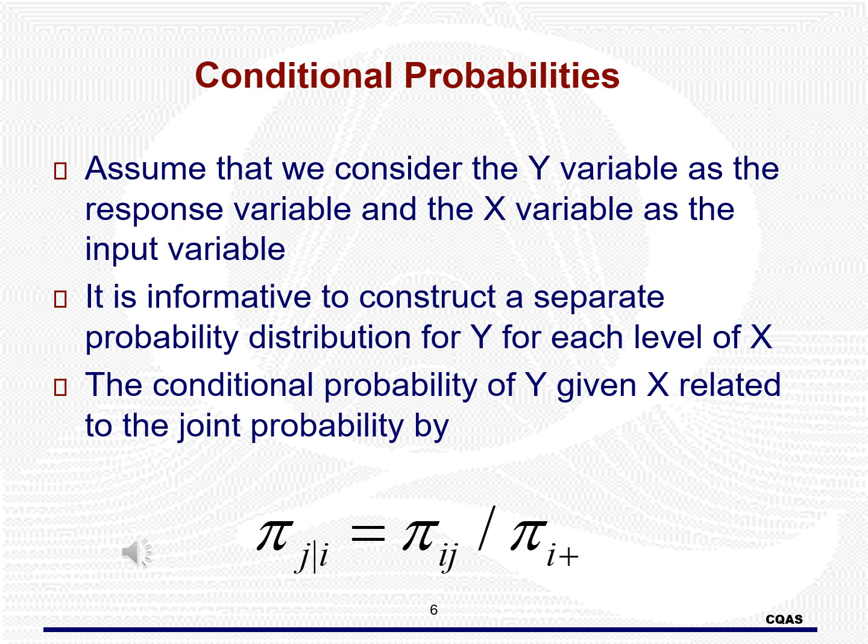Let's let x be the input variable and y be the response variable. Most of the time we would like to set up separate probability distributions for y for each level of x. We will do this by constructing conditional distributions. In order to do this, we need the conditional probabilities. They can be calculated based on the formula in the slide. Let's look at an example.